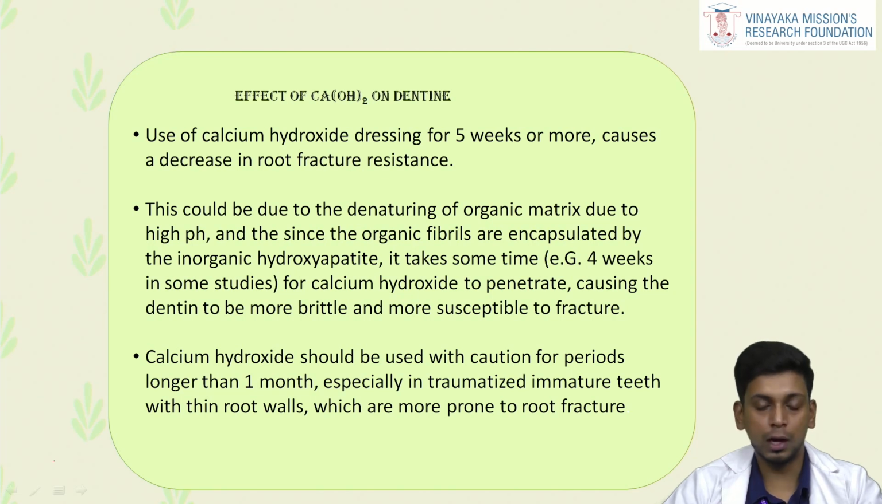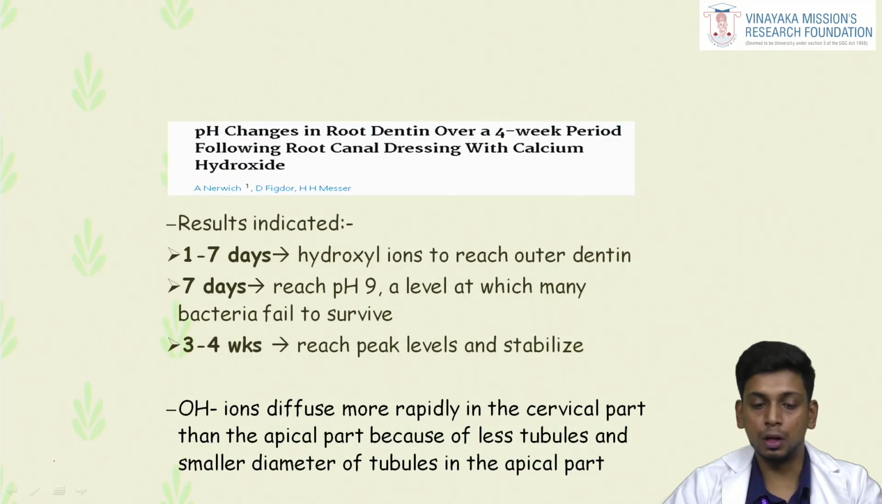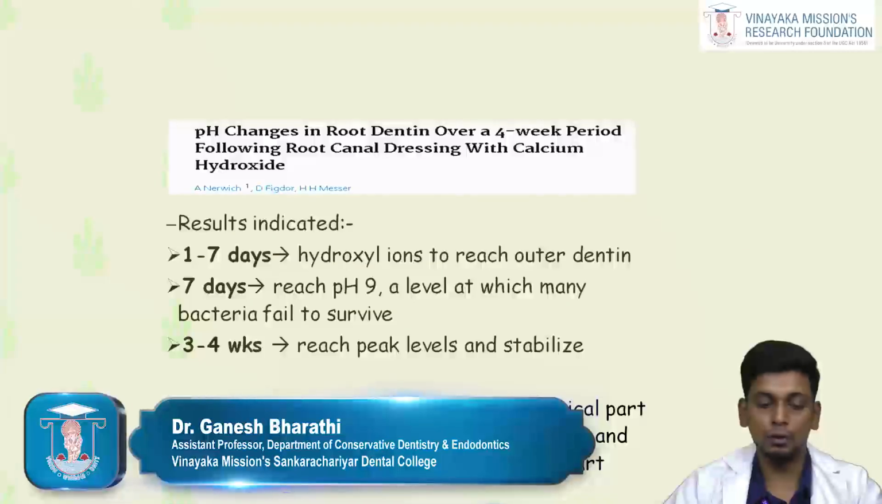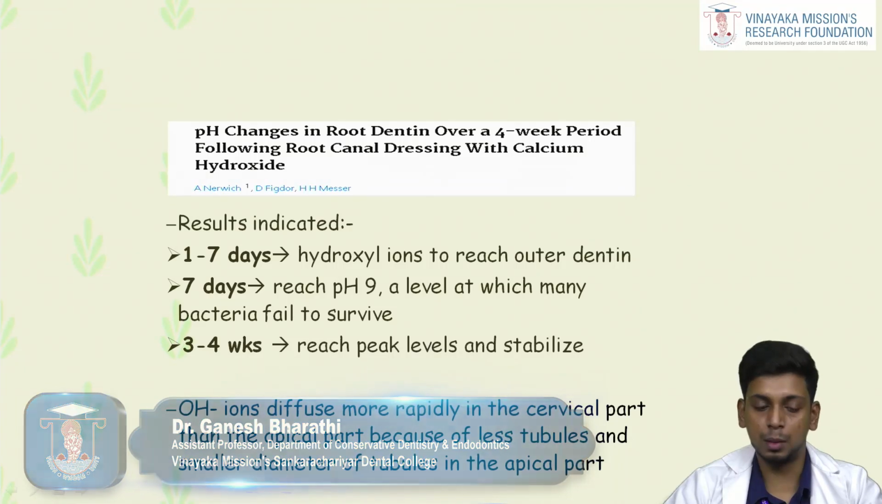more susceptible to fracture. Next is the pH changes in root dentin over a 4-week period following canal dressing with calcium hydroxide. This was a study done by Nováček et al. The results indicated that after 1 to 7 days, hydroxide ions took 7 days to reach the outer dentin. After 7 days, pH was around 9, a level at which bacteria may fail to survive. After 3 weeks, they reach peak levels and stabilize.